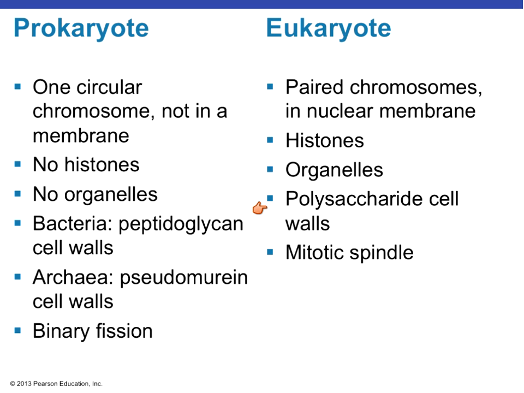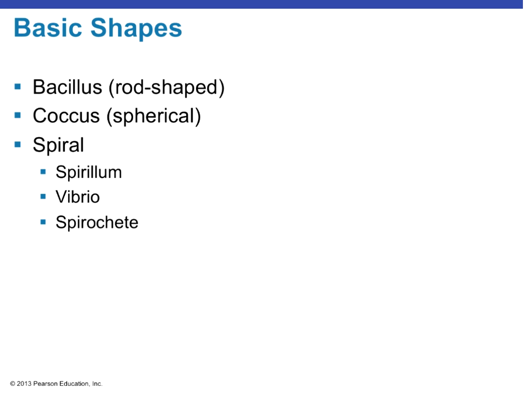Prokaryotic cells can also be archaea. So remember, not only are bacteria prokaryotic cells, but so are archaea. They have cell walls as well, but their cell walls are made out of a different material called pseudomurein. And the way that bacterial cells divide is via binary fission, whereas eukaryotic cells use a mitotic spindle.